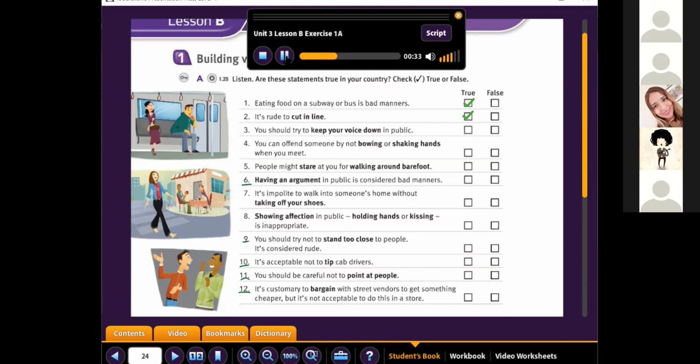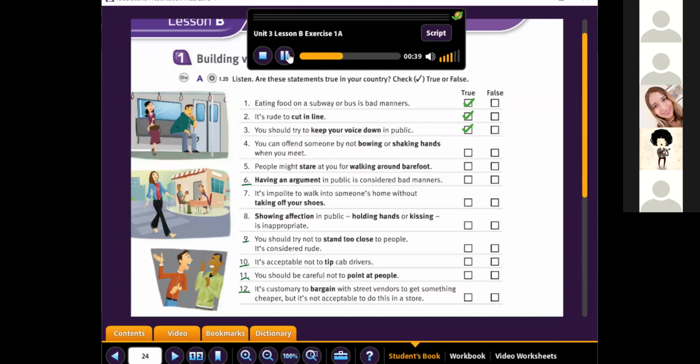Number 3, you should try to keep your voice down in public. Okay, so what do you think? Is it true or not? You should try to keep your voice down in public. True. Yeah, that's it. So let's hear the fourth one.